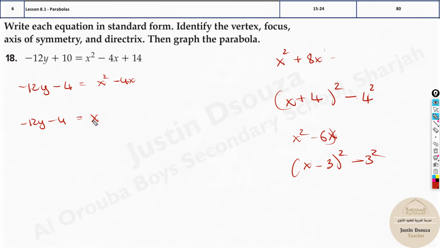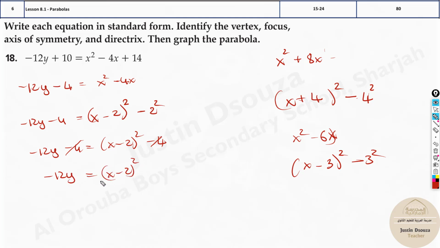Now let's do it over here. What happens? x minus 4 by 2 is 2, the whole square minus, what is this number? 2 squared. This is it. So now we have minus 12y minus 4 is equal to, what is this? x minus 2 the whole square minus 4. Minus 4 cancels out. You can take it to the other side. It will become 0. Now you're remaining with 12y is equal to x minus 2 the whole square.